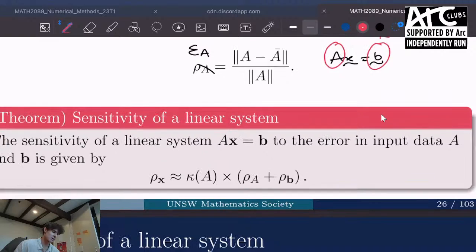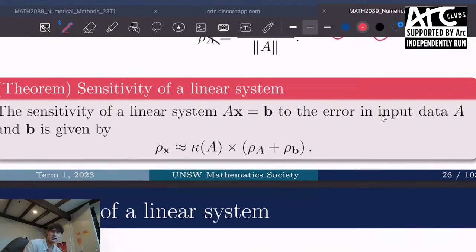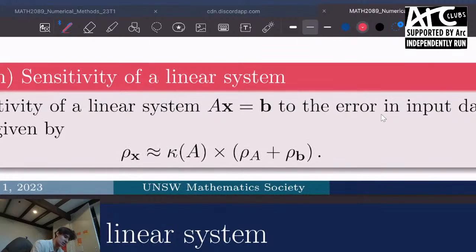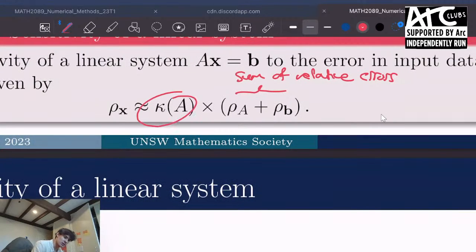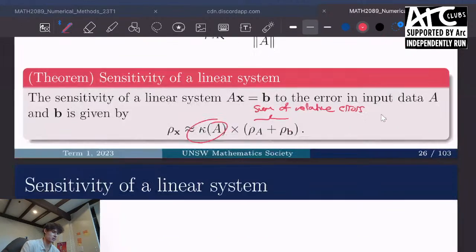We have this theorem here that says that the relative error in X, so that is the solution to the system, is roughly equal to the condition number multiplied by the sum of the relative errors. So this is just the sum of relative errors, and that's our condition number here. So we sum the relative errors and then multiply by a condition number, and that gives us roughly the relative error in X. So you can see that the reason why they're called ill-conditioned matrices, if they have high condition number, is that as the condition number becomes larger, we expect the error in X to increase. So what we want to deal with are matrices, ideally, that have lower condition numbers.